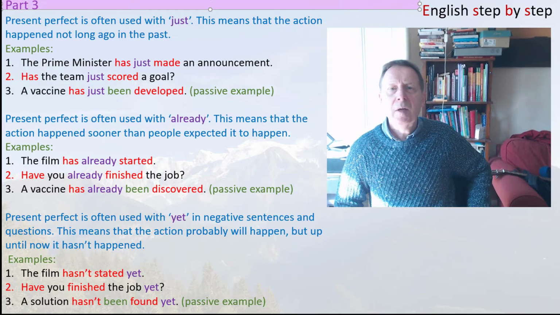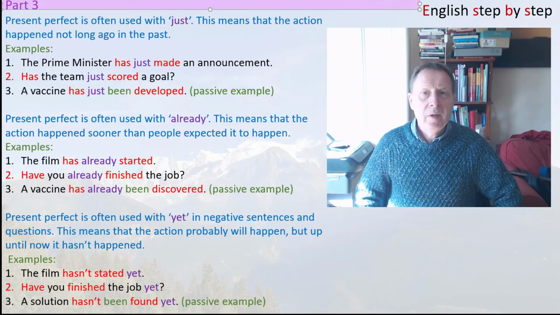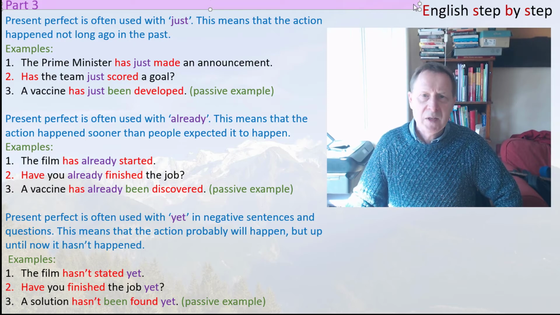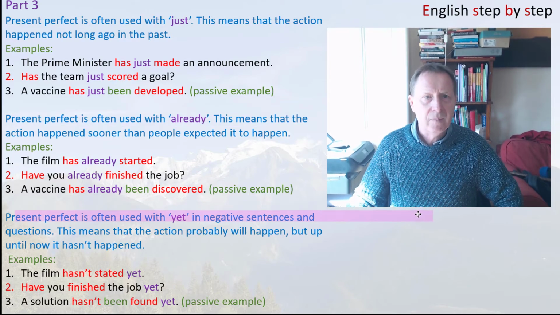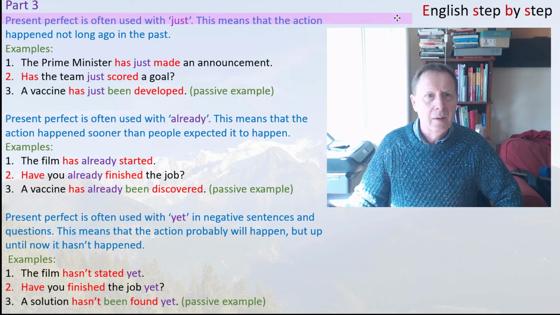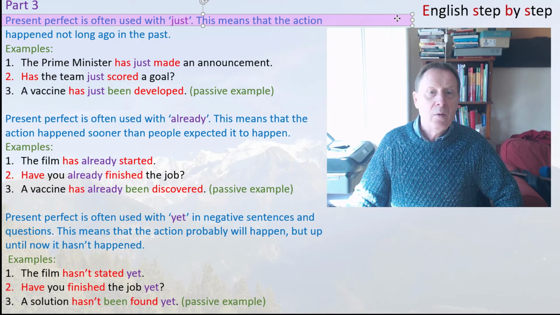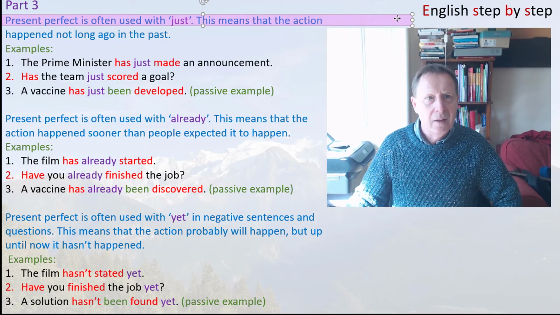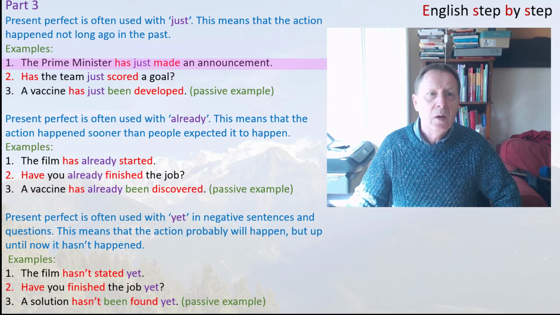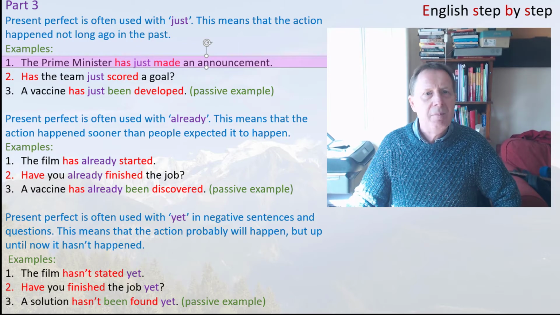So let's look at some words which are often used with the present perfect tense. Now these words are just and already and yet. Present perfect is often used with just. Now this means that the action happened not long ago in the past. Not long ago. Examples. The Prime Minister has just made an announcement.